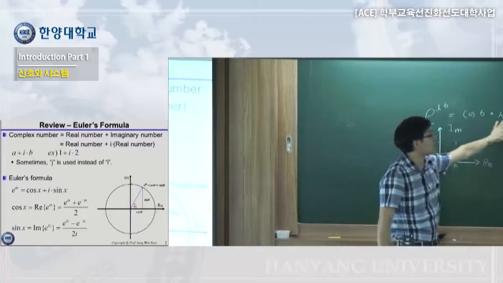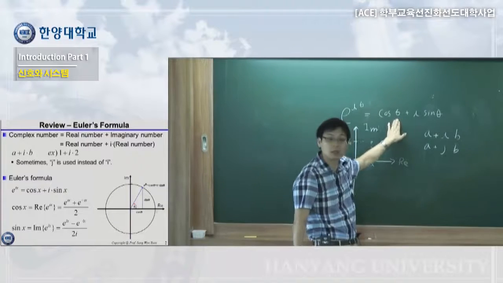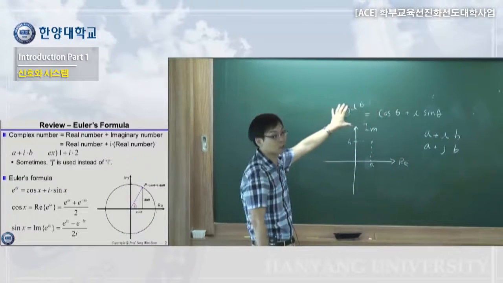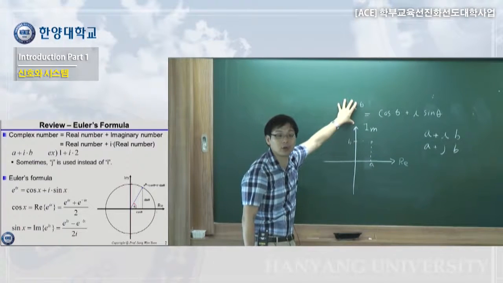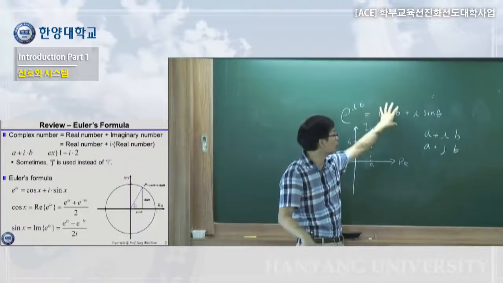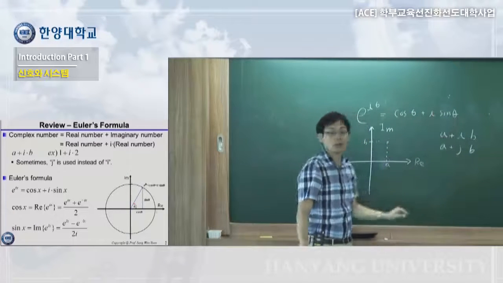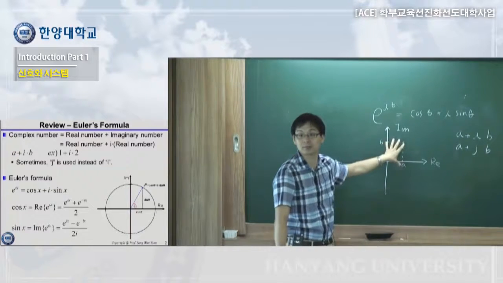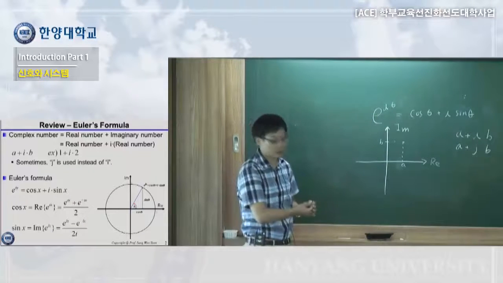This cosine and sine, we can divide them into real part and imaginary part. So this one gives you one way to take the complex number and separate it into a real number and a purely imaginary number. Using that, we'll find what's the x value and what's the y value in this complex plane. That's the reason this equation is very important in the mathematical world.